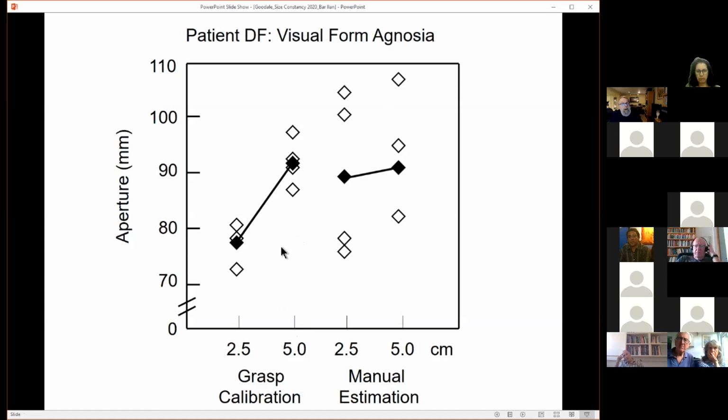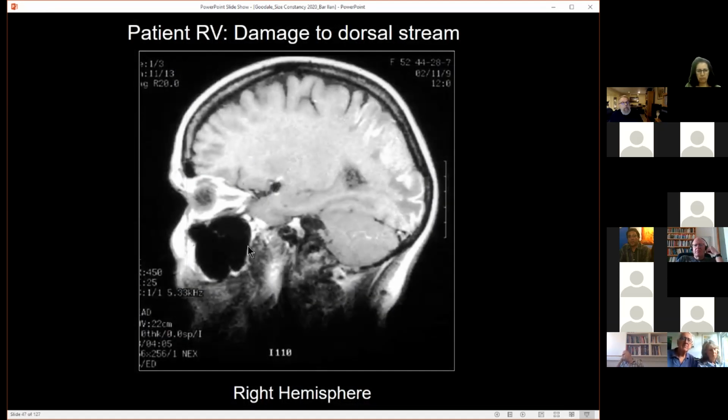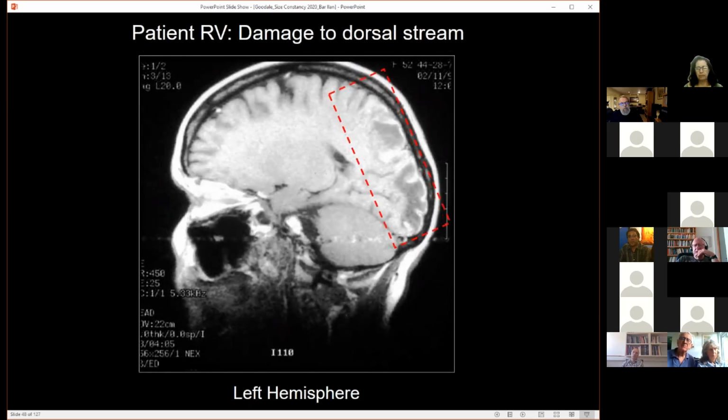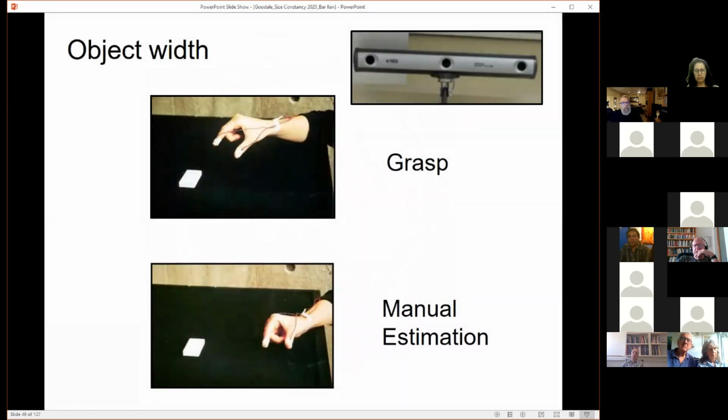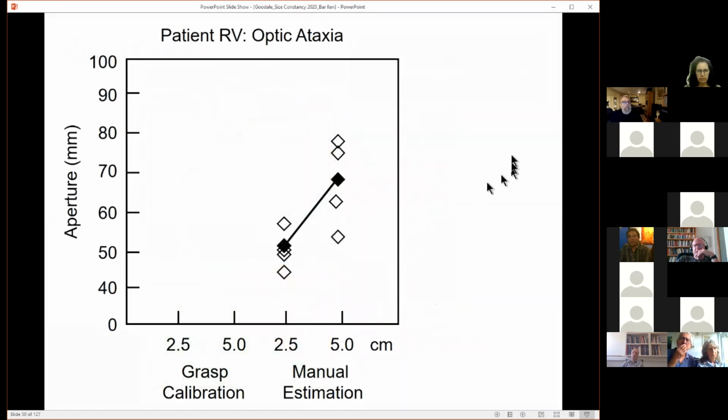And of course, you can contrast that with patients who have damage to the dorsal stream. Patient RV, a woman who had bilateral strokes separated by a week or so, had damage in the right hemisphere, in the posterior parietal cortex, and damage in the left hemisphere. When you test her on the same kind of tasks, what you see is that she knows how big the objects are. She can verbally describe that. She can say, oh, that's the square one, that's the narrow rectangular one. And she opens her hand, not quite normally, but to match the size of the object.